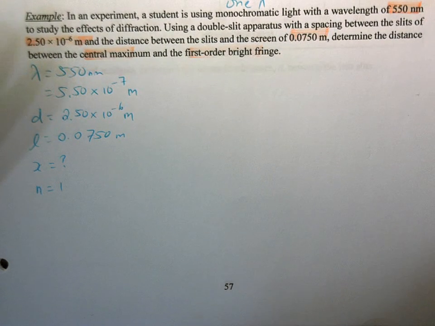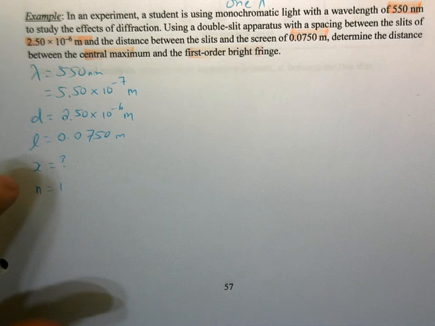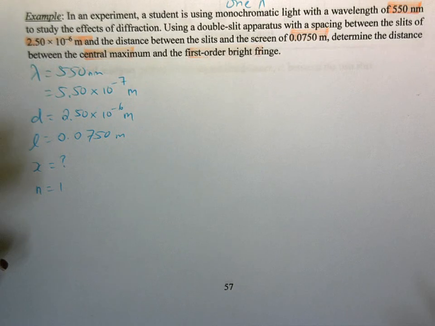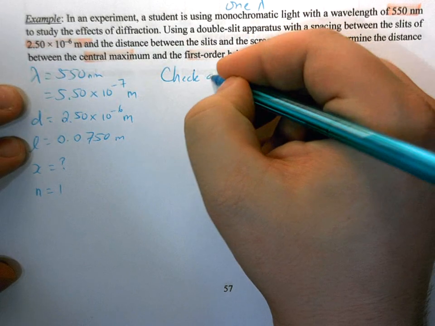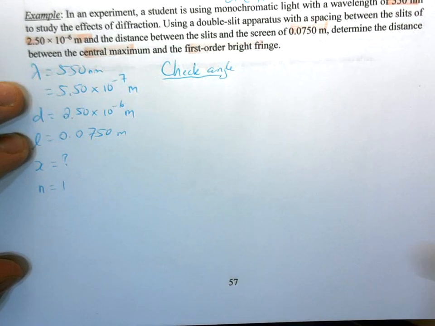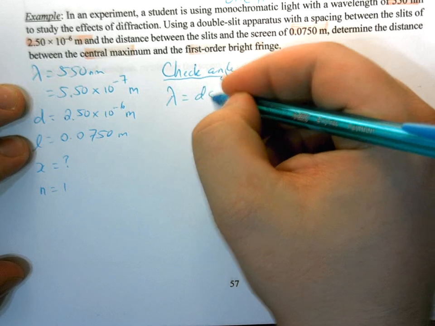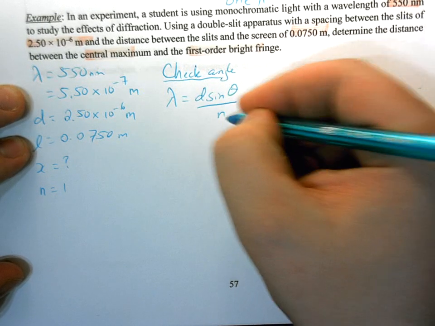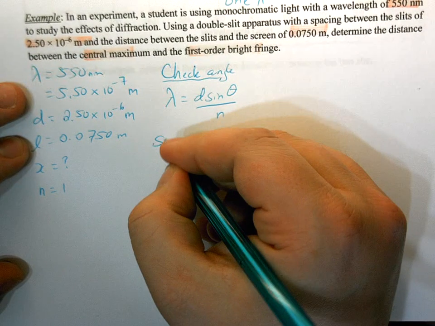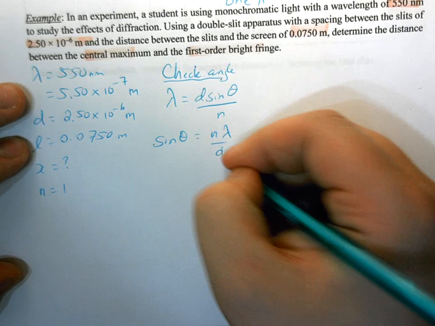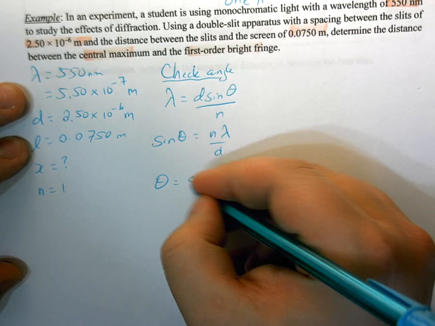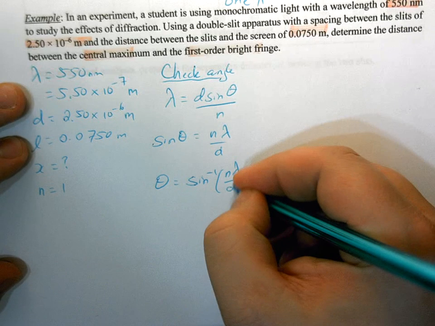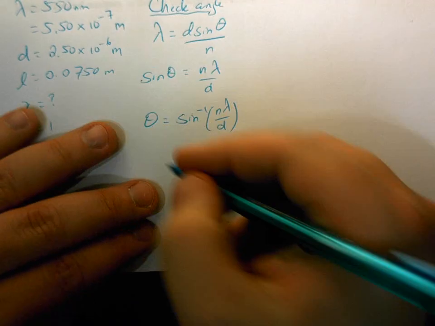We want to check the angle. But the problem that we're having right now is we can't check the angle using tangent theta equals x over L. We don't know x. However, we can use our original diffraction equation. So to check that angle, we know that lambda equals d sine theta over n. We know that sine of theta is n lambda over d, or theta is just the inverse sine of n lambda over d. Let's see what that angle comes out to be.